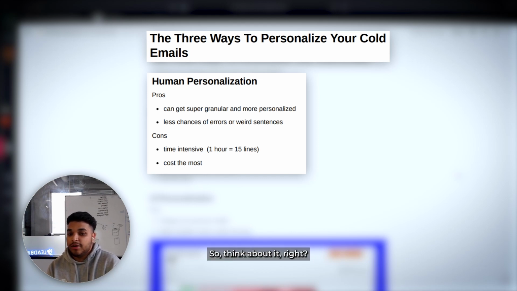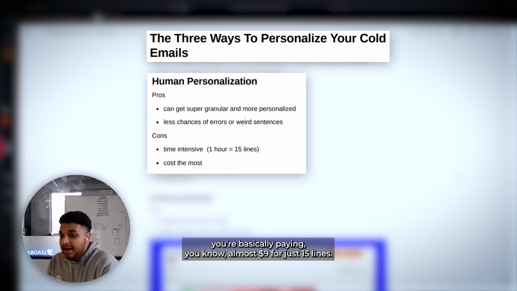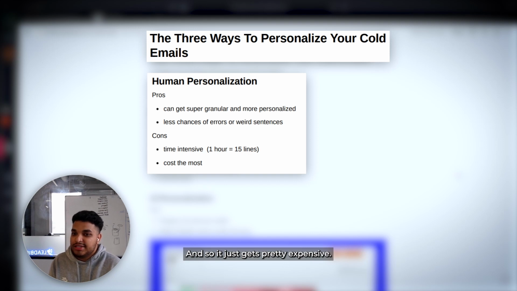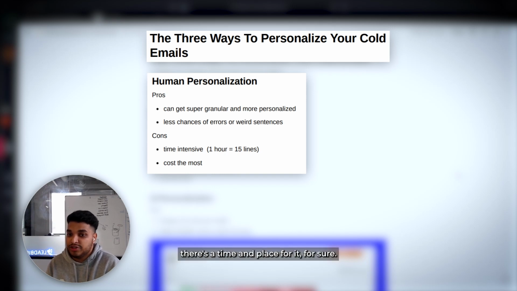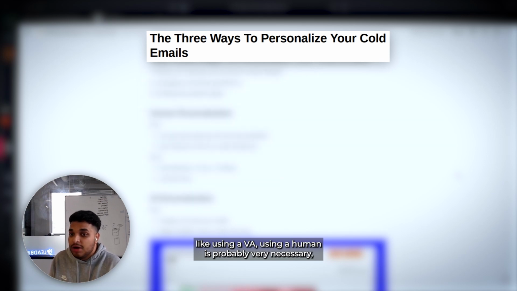So think about it, right? 15 lines per hour. If you're paying your VA, let's say, $5 to $9 per hour, you're basically paying almost $9 for just 15 lines. And so it just gets pretty expensive. So human personalization, would I still use it? Yeah, definitely. There's a time and place for it, for sure. When it comes to hitting a very small market where you probably shouldn't be burning any bridges and you want to stand out when it comes to cold emails, using a VA, using a human is probably very necessary.